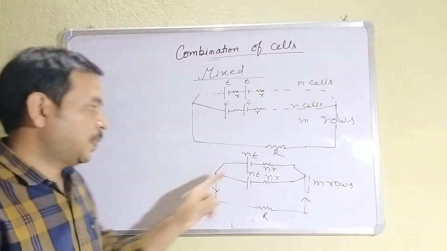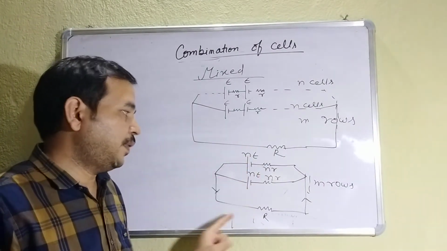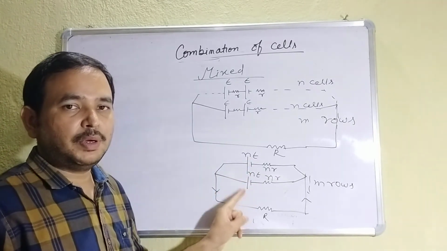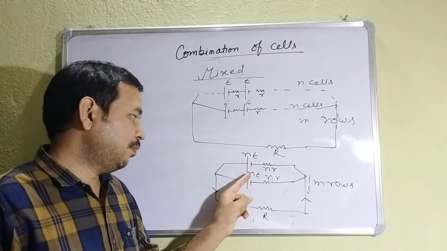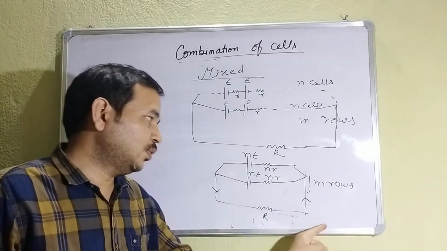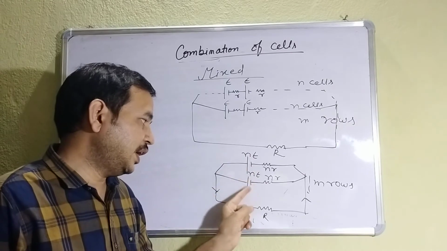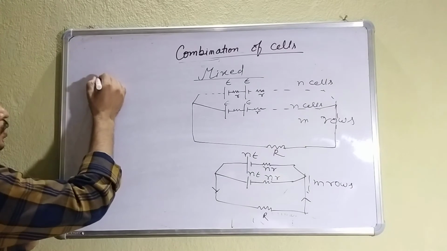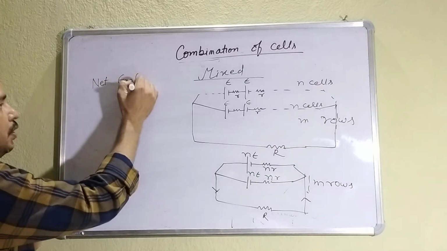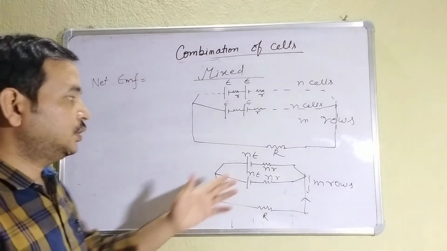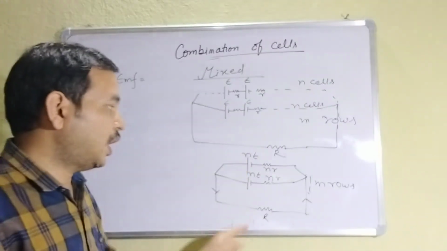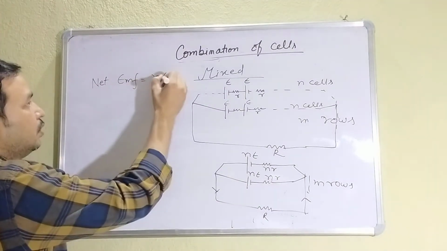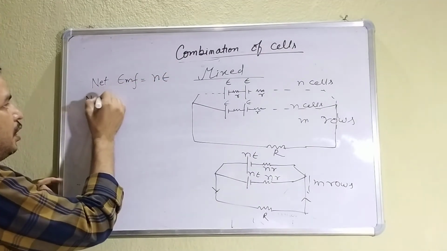Now you see, students, all the rows are connected in parallel. So what will the net EMF be? The net EMF will be the EMF of a single row. So what will be the net EMF for all these cells? M rows, each with nE, are connected in parallel. We have just derived that net EMF in a parallel combination is the EMF of a single one, if they are all equal. We have seen all are equal. So net EMF is n into E. Net internal resistance.